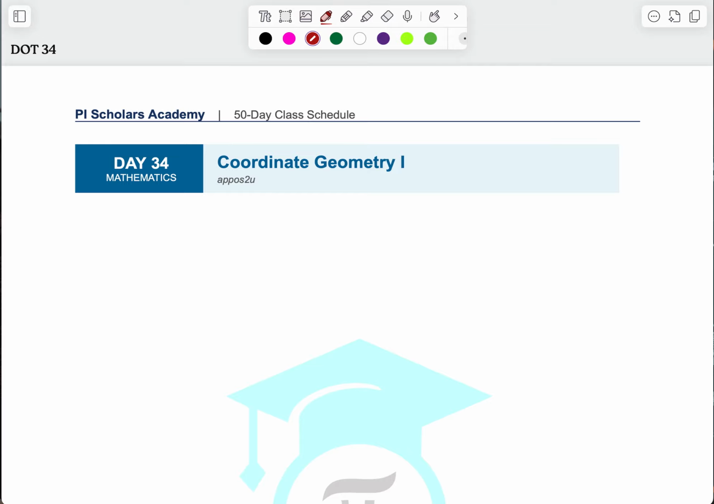This is day 34 of 50 days of tutelage. In today's class, we'll be talking about coordinate geometry. So what is coordinate itself before we talk about the geometry? Coordinate is just simply a way we describe a point or a place.